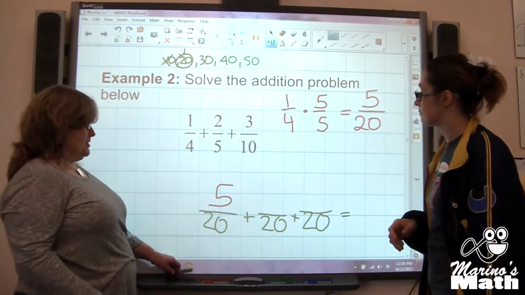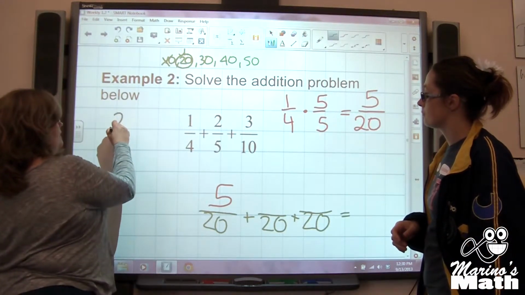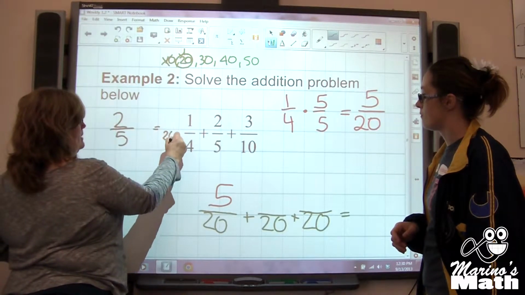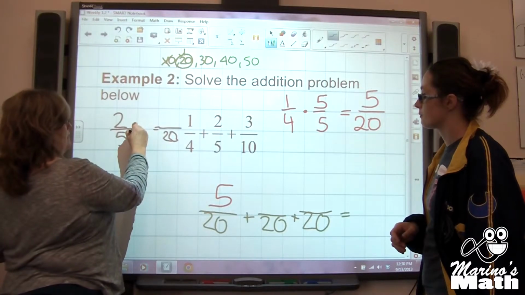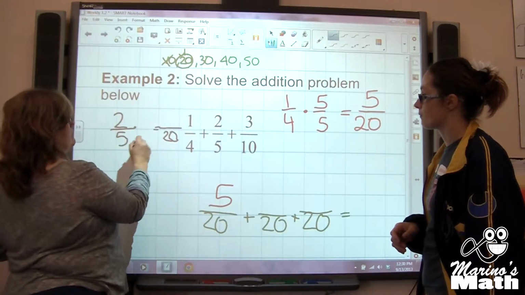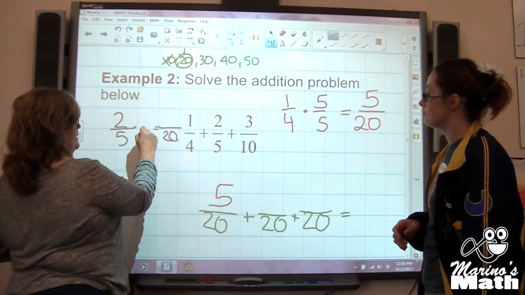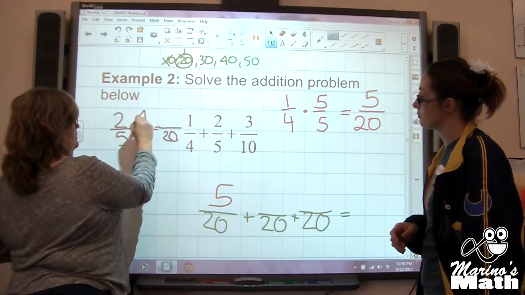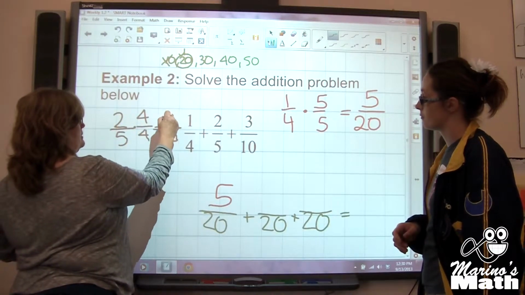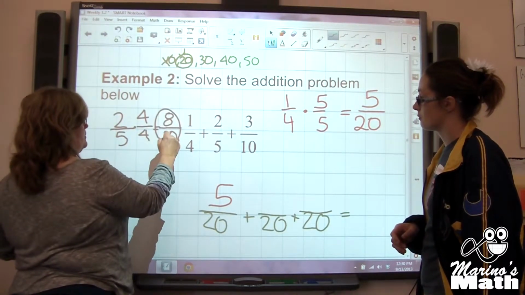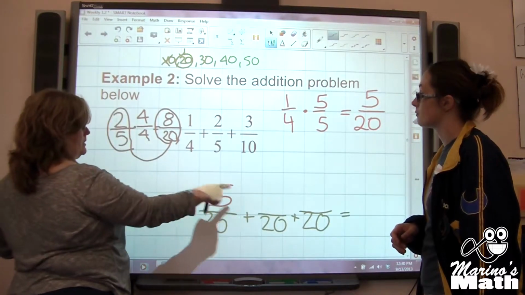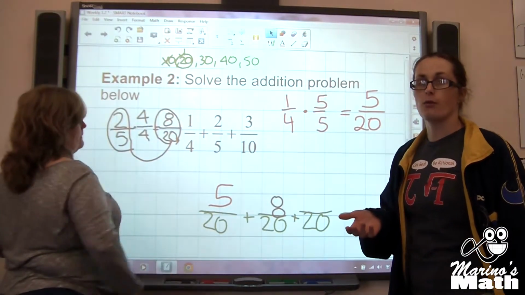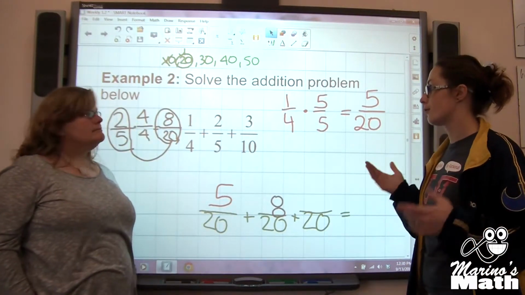Beautiful. All right, I'm going to try the next one. 2 over 5. And it has to have a denominator of 20 after we multiply it by a unit fraction. Well, I think this 5 definitely needs to be multiplied by 4 to give us 20. And 4 over 4 is the unit fraction. So 2 times 4 is going to be 8 over 20. So we're saying 8 over 20 is equal to 2 over 5. So we can substitute it in here. And again, we call those equivalent fractions when they are the same, but they look different.